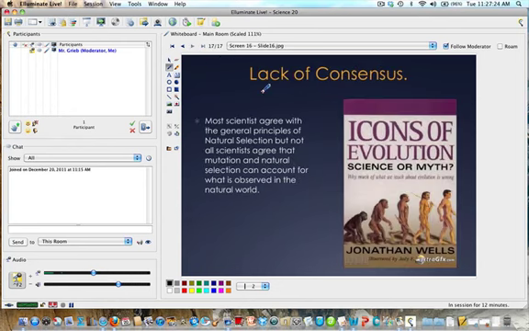Lack of consensus. Now, most scientists agree with the general principles of natural selection, but not all scientists agree that mutation and natural selection can account for what's observed in the natural world. So different guys, like this is a book by Jonathan Wells. He's a PhD in something or other. Anyway, there's lots of guys with PhDs that say, yes, evolution absolutely occurred the way that we say it occurred. And then there's a bunch of other PhD guys that are saying, no, I don't think so. So anyway, I encourage you to look into it yourself as far as that goes.